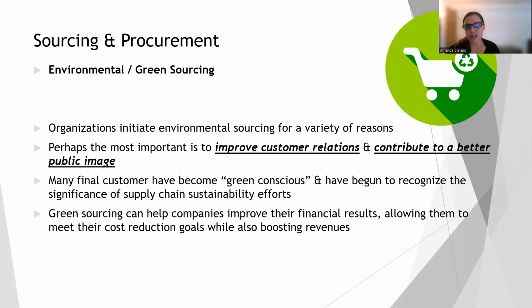Organizations usually will initiate environmental sourcing for a lot of different reasons, but perhaps the most important is to improve customer relations and contribute to a better public image. We as customers are becoming more green conscious, and we have begun to recognize the significance of these sorts of supply chain sustainability efforts. So green sourcing can really help companies improve their financial results, make more revenue, and allow them to meet their cost reduction goals while simultaneously boosting revenues.